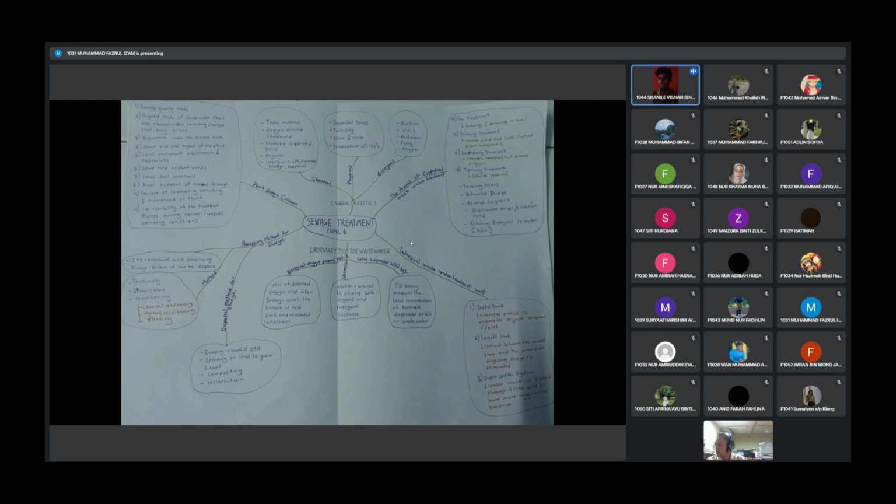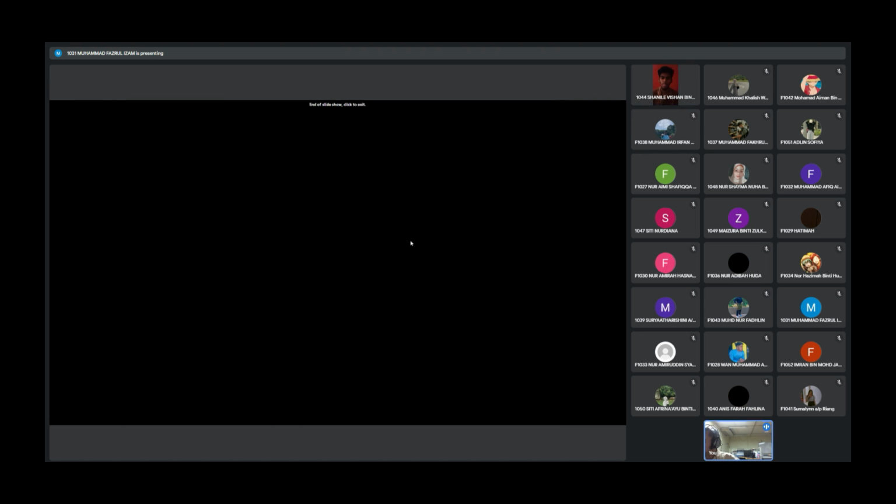And for this sewage treatment, there are 3 laboratory tests for wastewater, which is the biological oxygen demand test, the chemical oxygen demand test, also the total suspended solid test. We also need to know the industrial water treatment plant. That's all from me. Thank you. Okay, thank you.